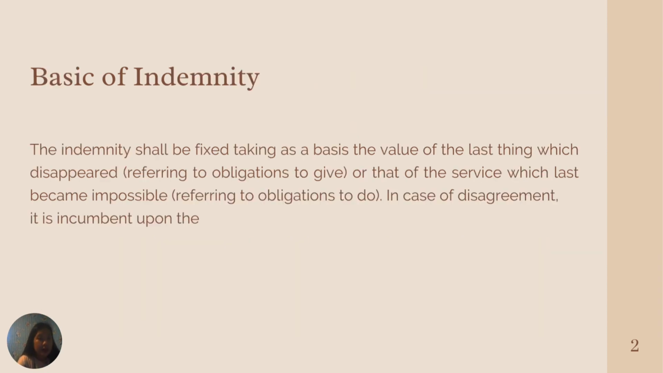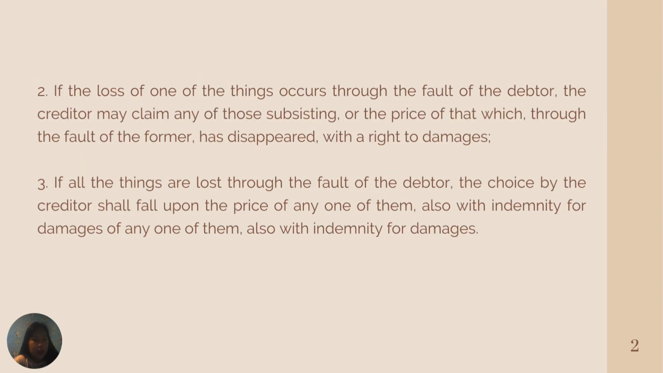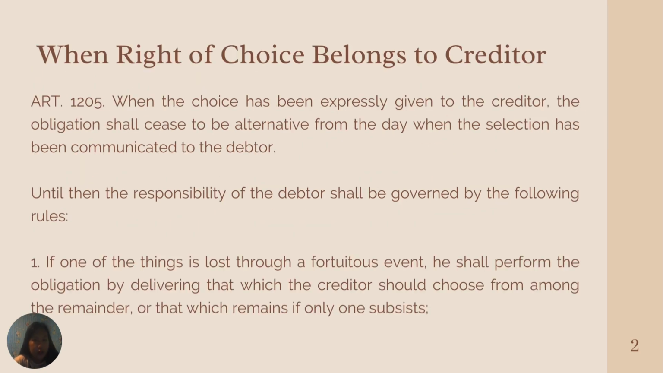Okay, the basis of indemnity. The indemnity shall be fixed, taking as a basis the value of the last thing which disappeared, referring to obligations to give, or that of the service which last became impossible. This is referring to obligations to do. In case of disagreement, it is incumbent upon the creditor to prove such value or which thing last disappeared or which service last became impossible. Okay, so other damages may also be awarded. The next one is when the right of choice belongs to the creditor.